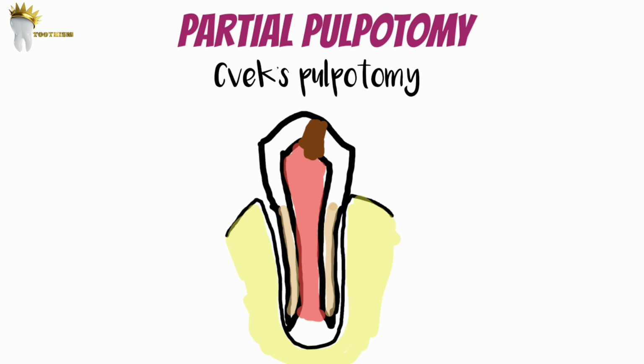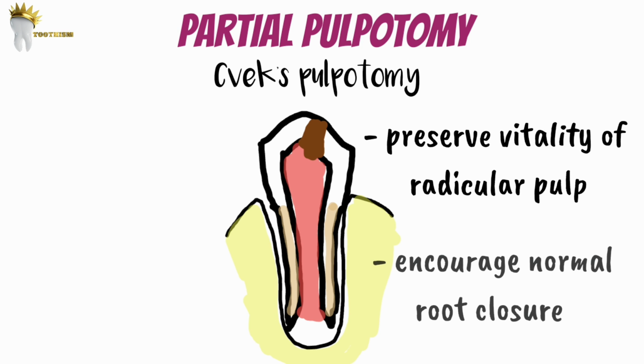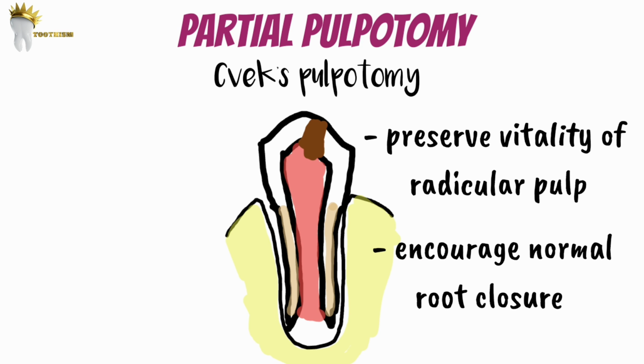root apices are open. So when such teeth have pulp exposures due to mechanical or bacterial means, and if the pulp is vital, which is confirmed by various clinical tests, then this procedure could be carried out in them. The rationale here is to preserve the pulp vitality of the radicular pulp and to encourage the normal root closure. Let us see how it is done.